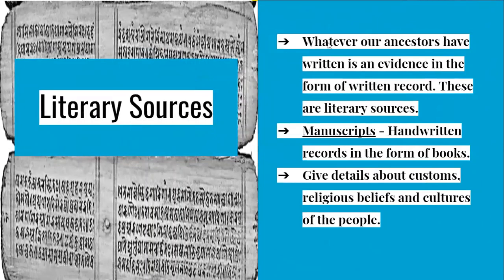Literary sources are whatever our ancestors have written, and we can find evidence of that. They are known as the literary sources. And children, we also have manuscripts. So manuscripts are handwritten records in the form of books. Now, these manuscripts give very interesting details about customs, religious beliefs, and culture of the people. We will now see. Right?